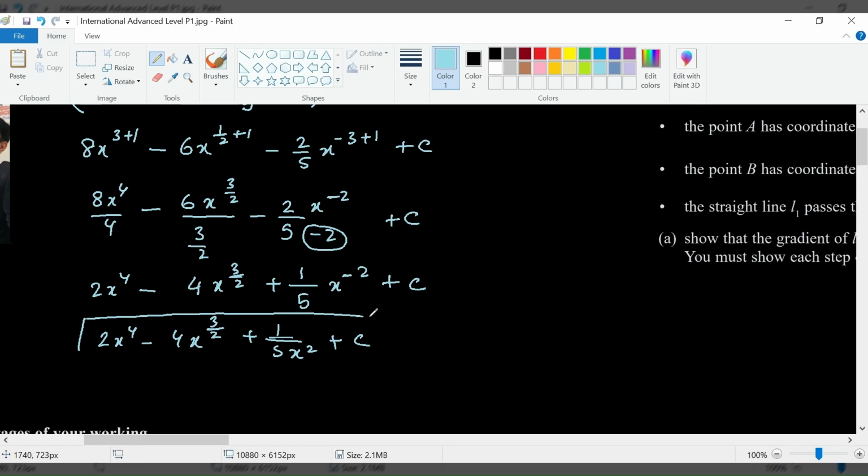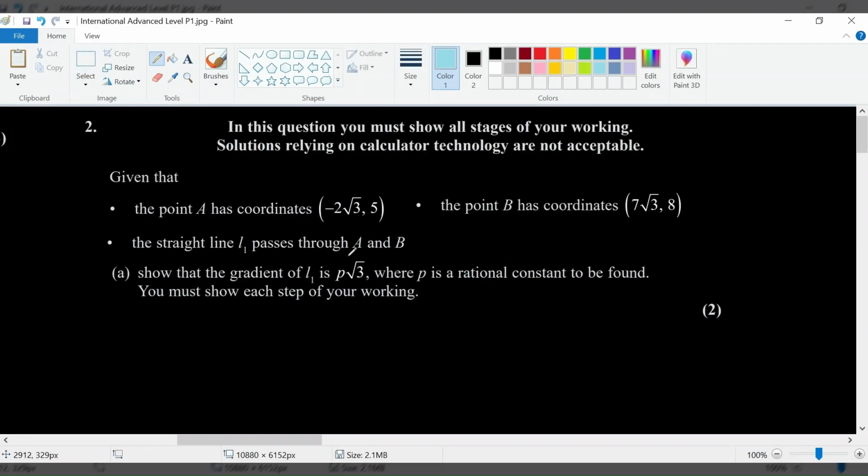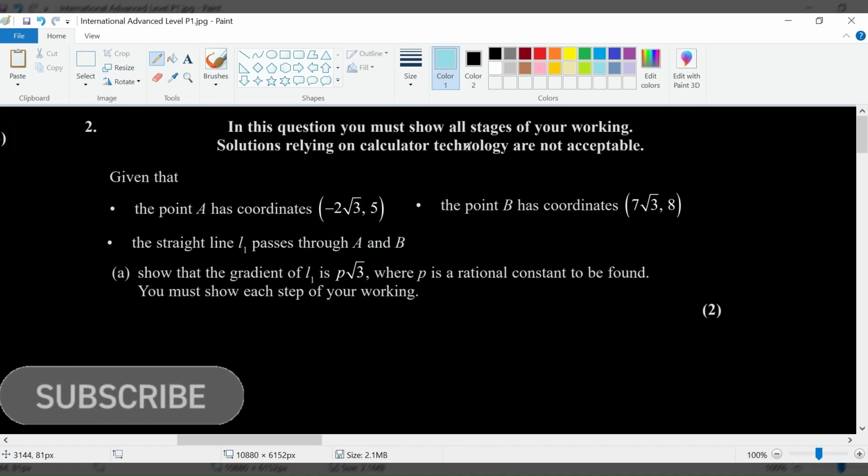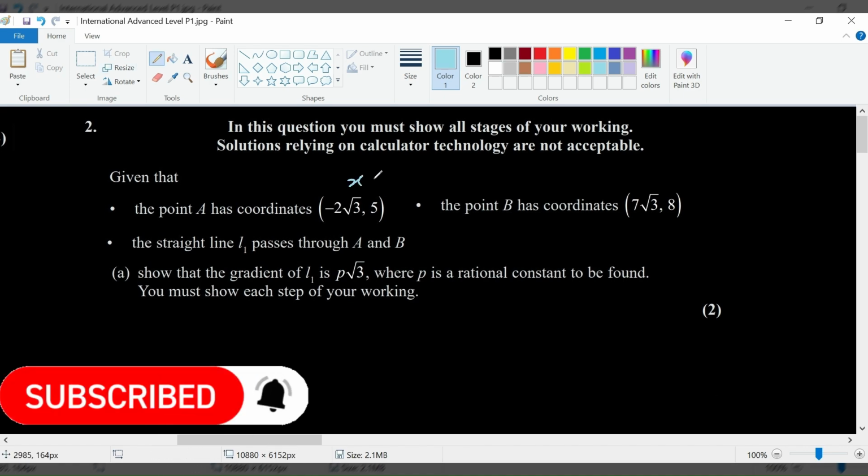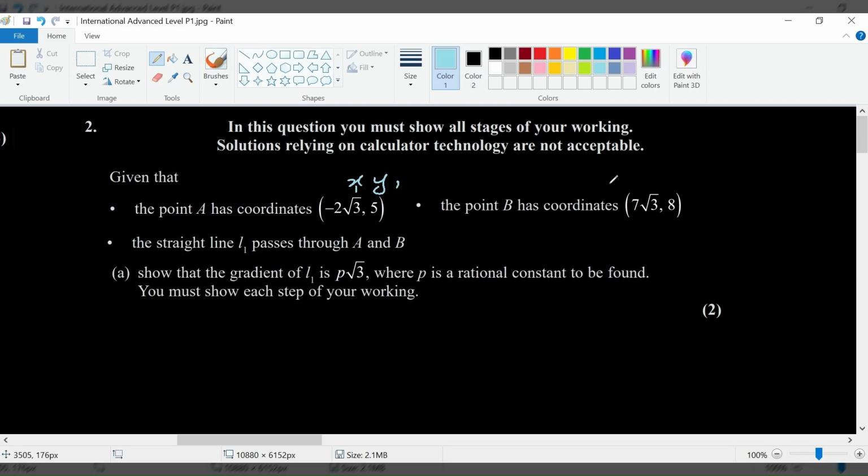Now I am proceeding to question number 2. As you can see in question number 2, it says, in this question you must show all stages of your working. Solutions relying on calculator technology are not acceptable. Now in here it says, given that the point A has coordinates minus 2 root 3 and 5, and point B has coordinates 7 root 3 and 8. Always remember that these two are x1 and y1, and these ones are x2 and y2. This is something that you should always keep in mind.